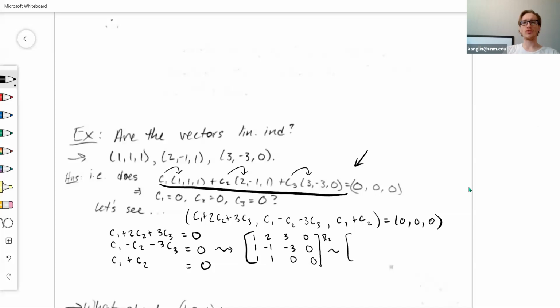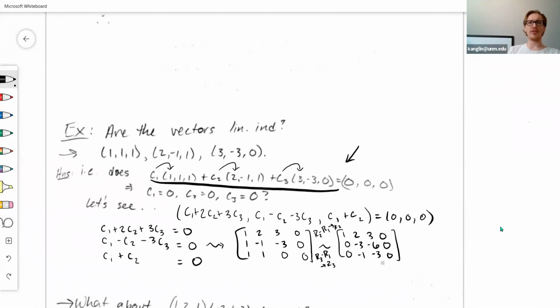I'll take row 2 minus row 1 back into row 2. And I'll take row 3 minus row 1 back into row 3. What do I get? 1 minus 1, -1 minus 2, -3 minus 3, 0. 1 minus 1, 1 minus 2, 0 minus 3, 0. And I keep reducing this way. Now, I've done this ahead of time. I will let you fill in the details here.